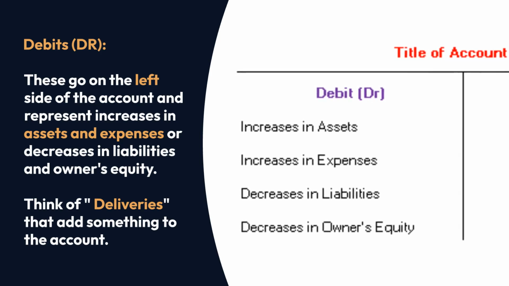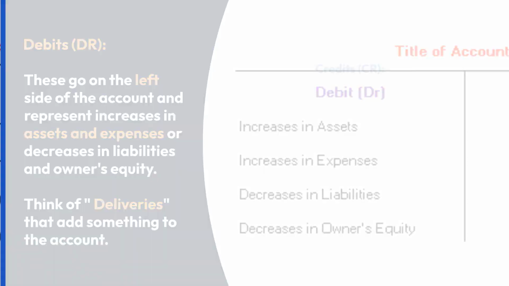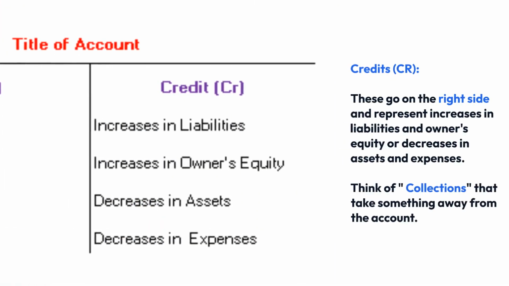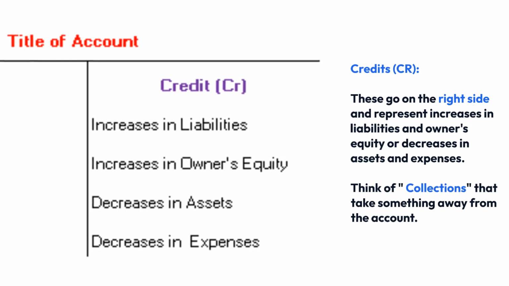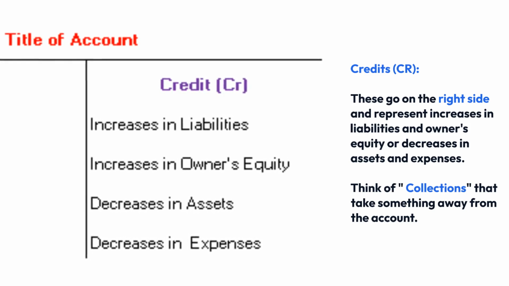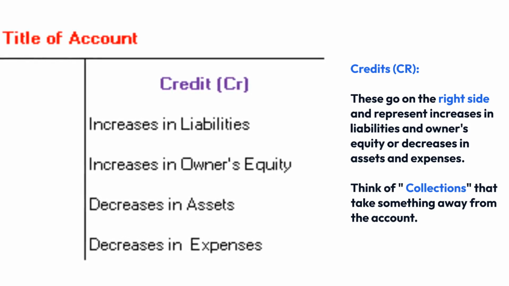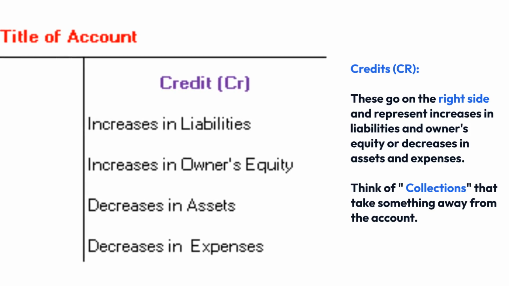Think of deliveries that add something to the account. Credits. These go on the right side and represent increases in liabilities and owner's equity, or decreases in assets and expenses. Think of collections. That takes something away from the account.